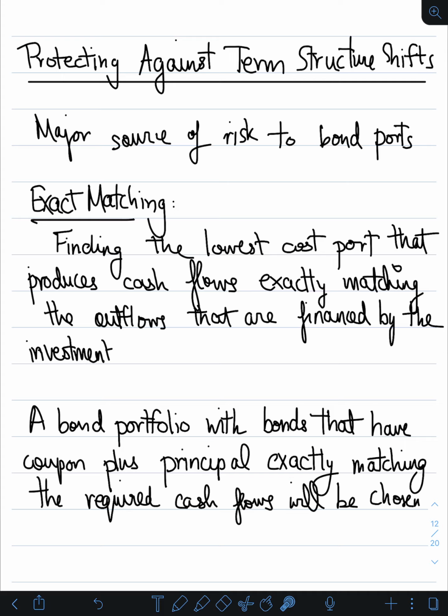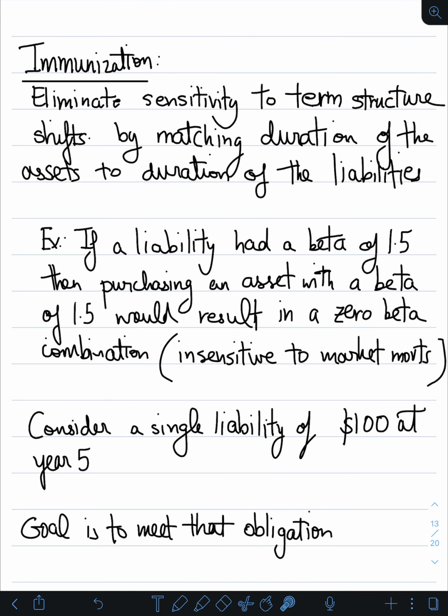So anyway, the basic process of exact matching is: find some assets, find bonds that have a coupon plus principal exactly matching what cash flows you required. If you do that, your portfolio will not have any effects due to interest rates, because you'll be able to pay off your liabilities regardless of what happens.